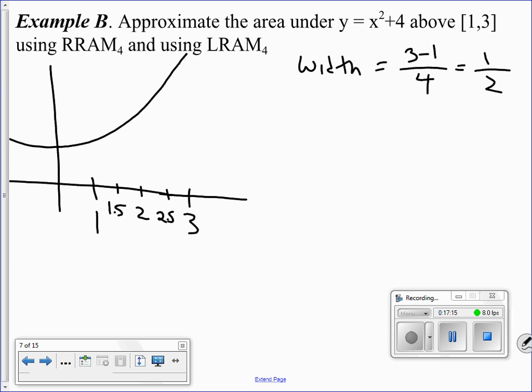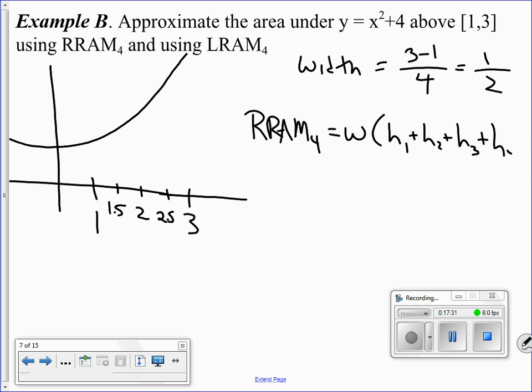Okay, so we'll do the RAM4. We already figured out the width. We have to figure out how many heights we should have if we have 4 rectangles. 4, right? Always make sure if they ask you to use 4 rectangles, you only have 4 heights. If you notice, there are 1, 2, 3, 4, 5 numbers here. If you want 4 intervals, you need 5 endpoints, so you're not going to use every single number you see.